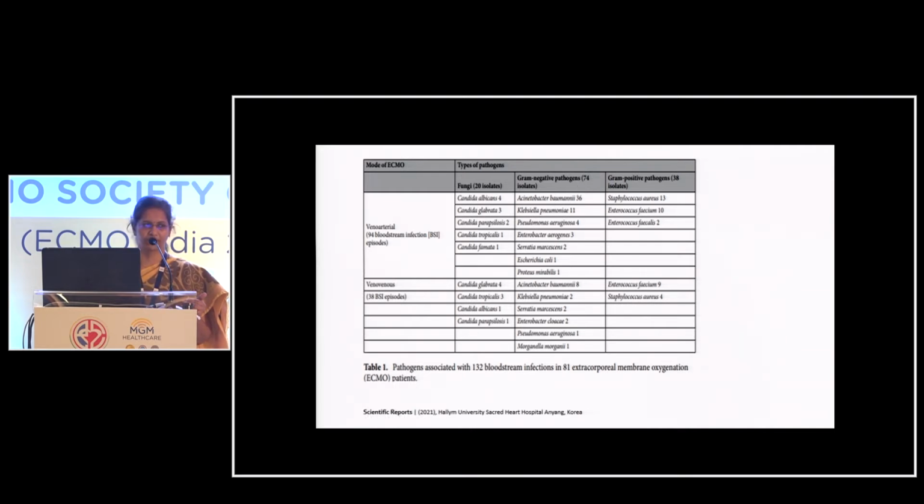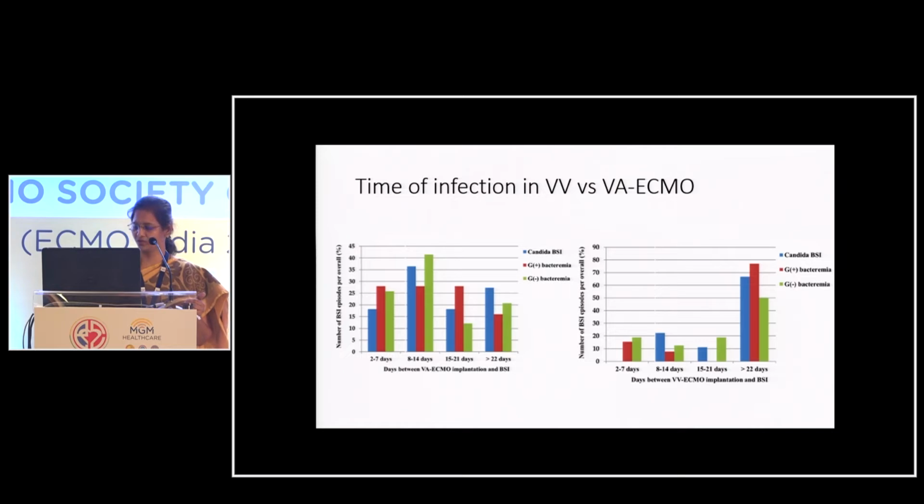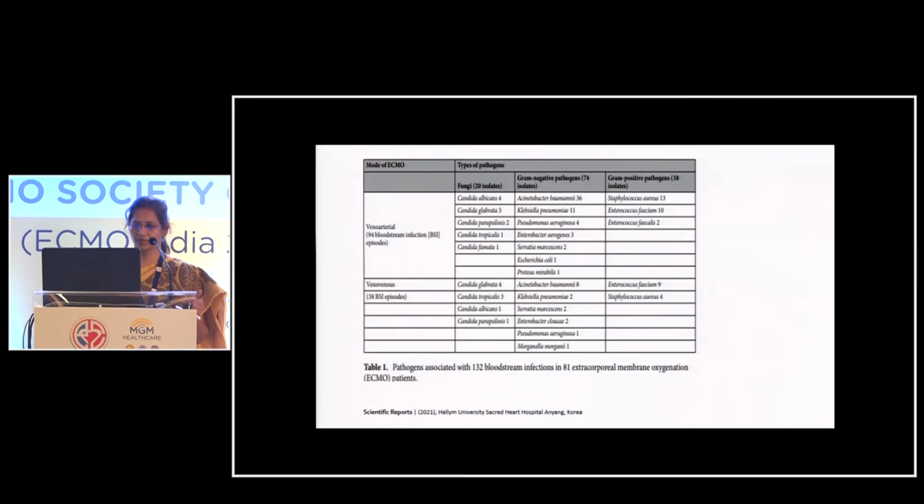In the gram-negative pathogens, the most common were Acinetobacter, and then Klebsiella, Pseudomonas. Gram-positive in VA ECMO were staph, followed by Enterococcus faecium and faecalis, whereas in VV ECMO it was Enterococcus faecium followed by staph.